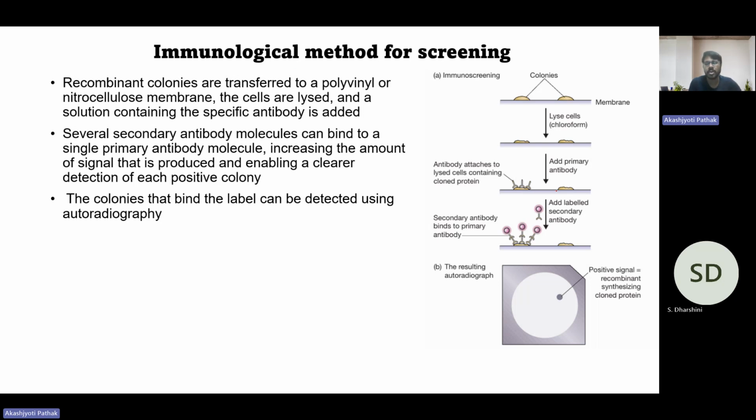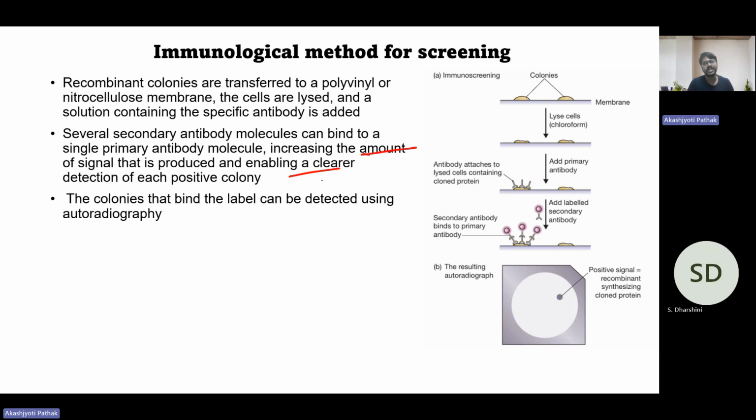If the particular colony is expressing your desired protein of interest, or it has the desired gene of interest, then it will express the particular protein. So you can use an antibody against this protein, and then you can analyze the signal. This is your primary antibody. Then you add a secondary antibody, which will be specific to your primary antibody and conjugated to a fluorophore, so that you can enhance the signal. Several secondary antibody molecules can bind to a single primary antibody molecule, increasing the amount of signal.